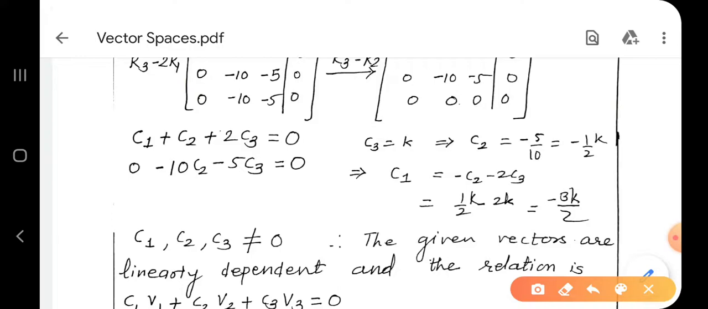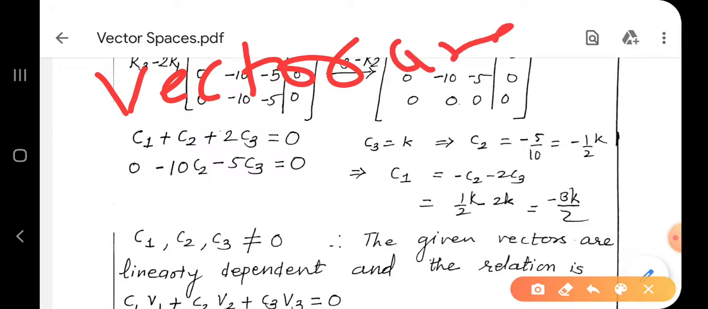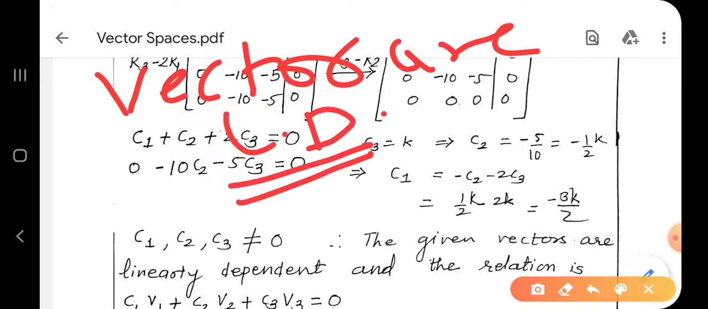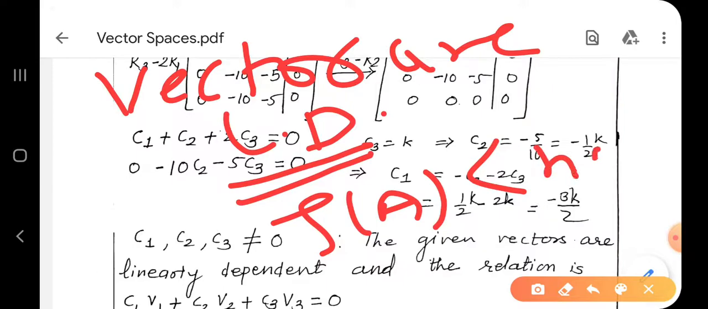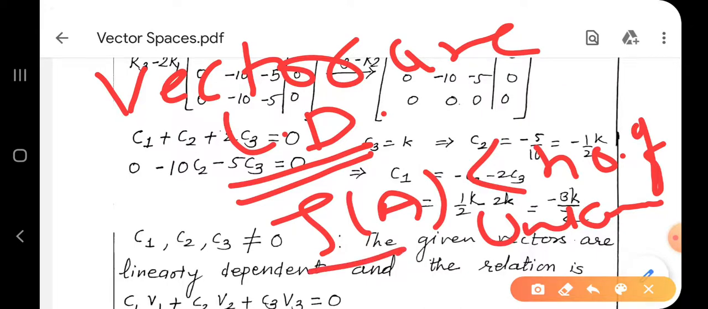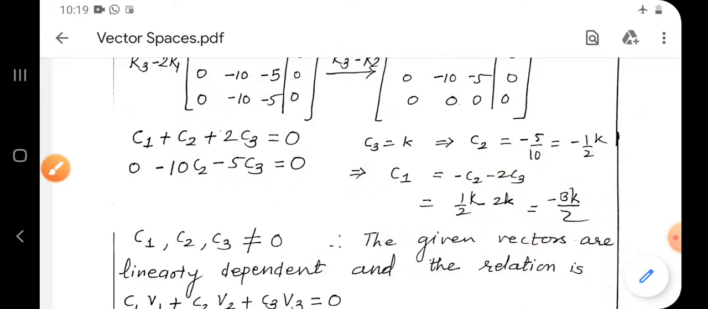Keep in your mind, if you get the answer in terms of T in linear dependence and independence, then we can say that the vectors are linearly dependent. Vectors are linearly dependent if the rank of A is less than the number of unknowns. Understood a new concept? Rank of A0 is the same as rank of A, and it is less than the number of unknowns. Then vectors are linearly dependent.